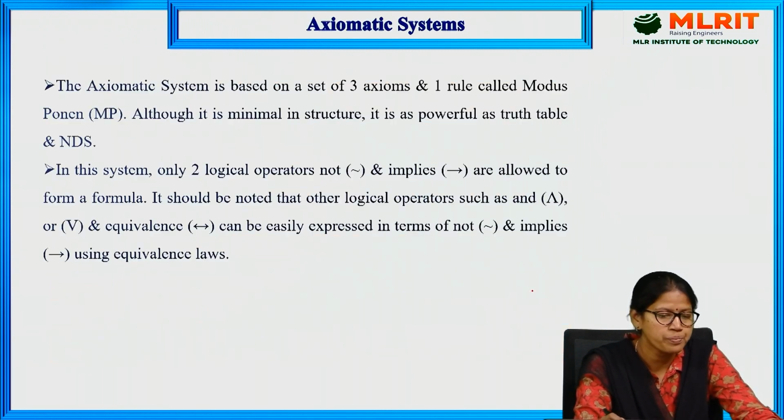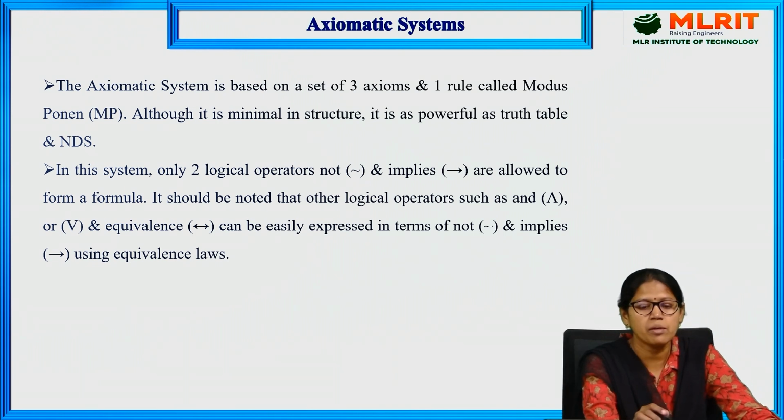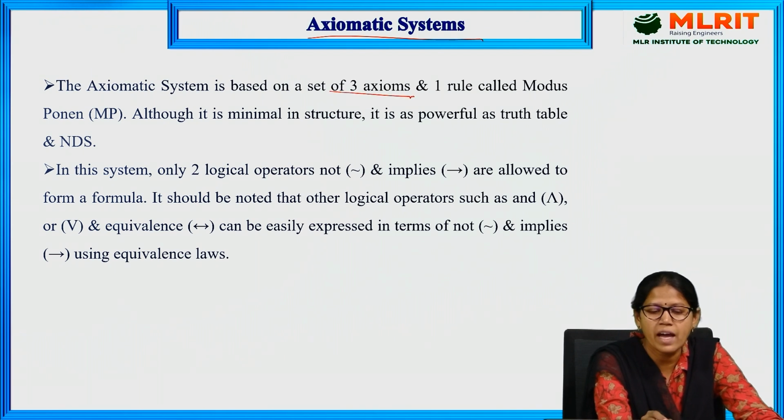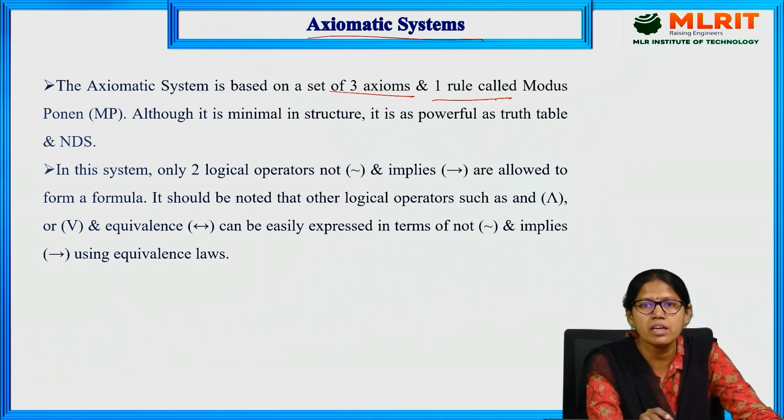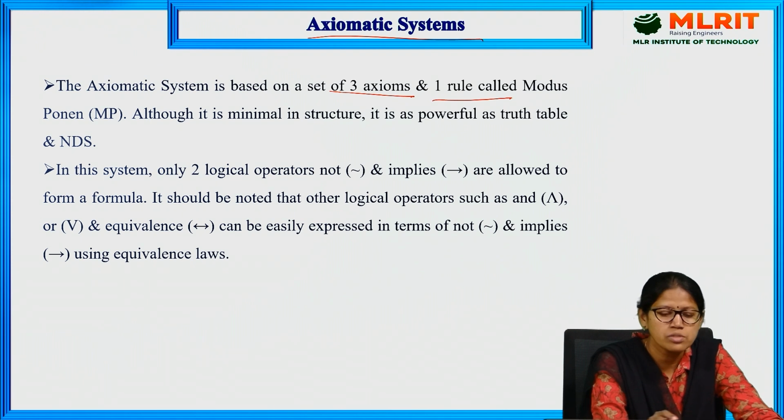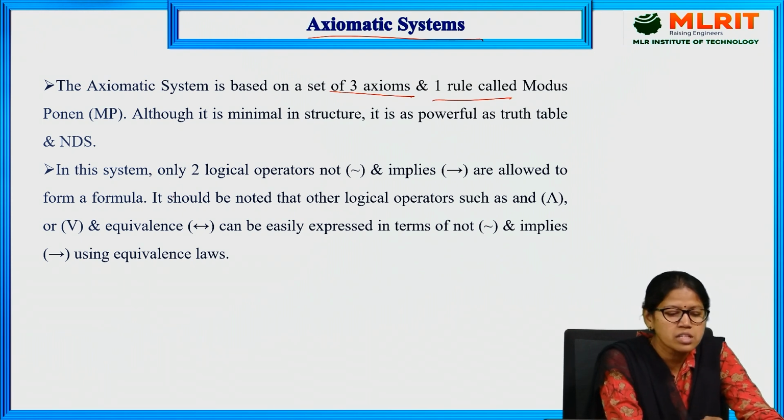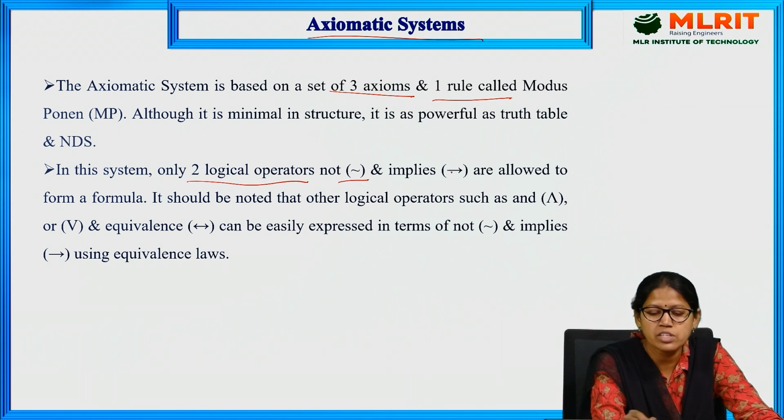That's it. Okay, the next approach is axiomatic systems. In this axiomatic system, we have a set of 3 axioms and 1 rule called the modus ponens rule. We have already seen that modus ponens rule. In this system, we use only 2 logical operators, that is negation and implies.